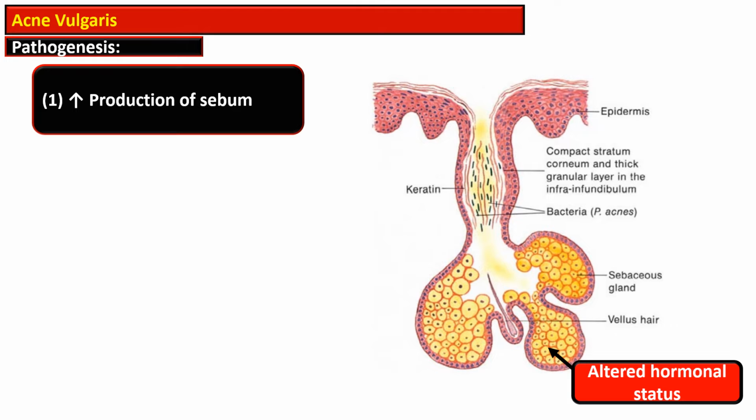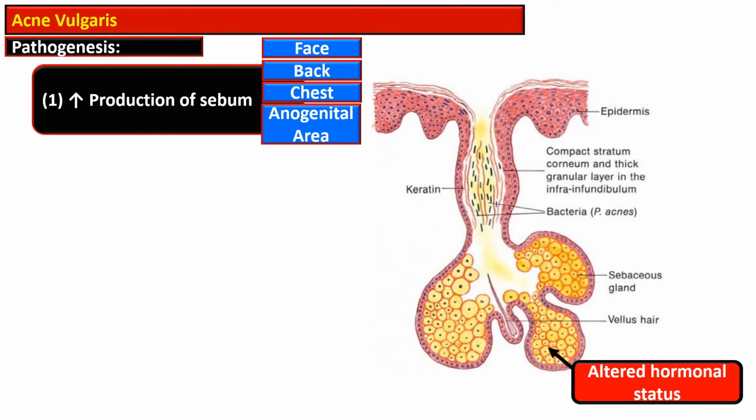The sebum is the secretion of the sebaceous gland, and this results from holocrine cells, and these holocrine cells secrete triglycerides, fatty acids, wax esters, and sterols.